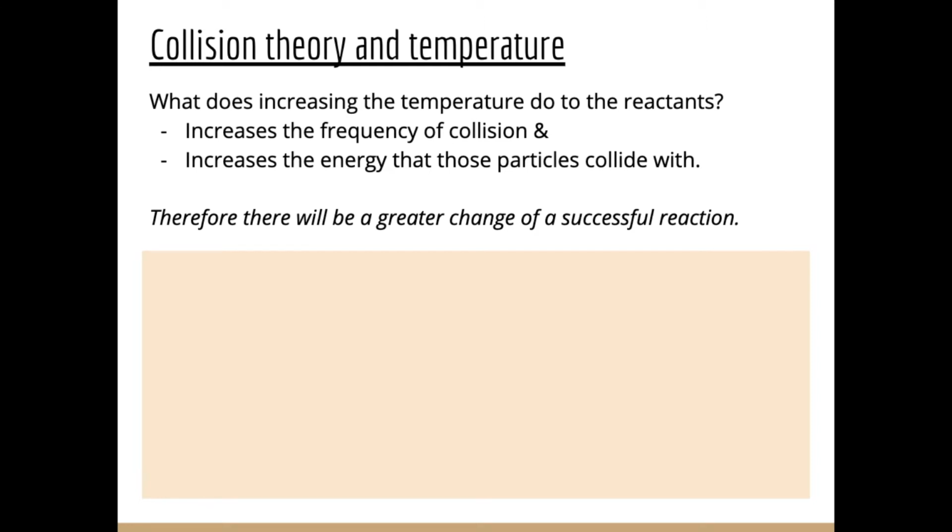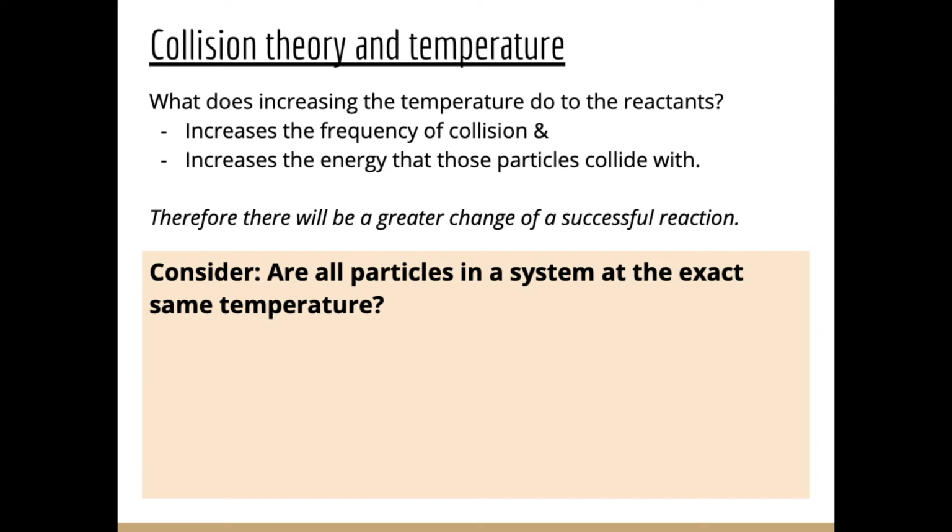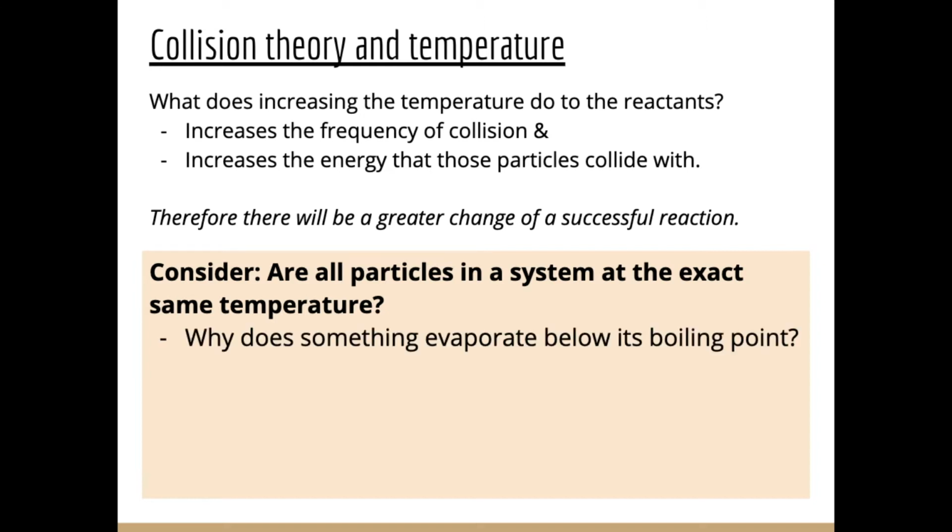Consider, are all particles in a system at the exact same temperature? When you leave, say, a glass of water out, why does it evaporate even though it is below the boiling point? If we think about the water situation, we know that water has a boiling point of 100 degrees Celsius. So we can expect it to enter the gaseous form at 100 degrees Celsius. But if you leave a glass of water in a room that is under 100 degrees Celsius, you can still get evaporation occurring. And that is because all the particles are in fact not at the exact same kinetic energy.